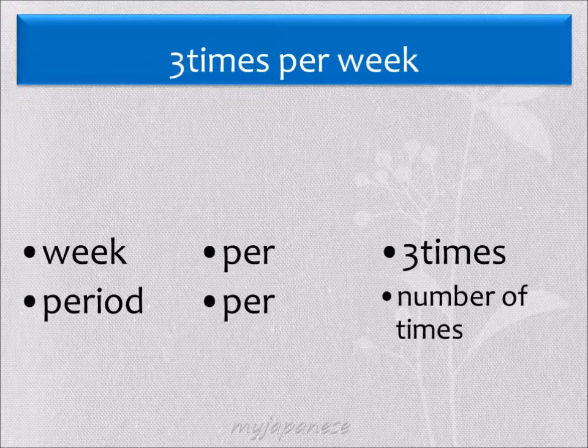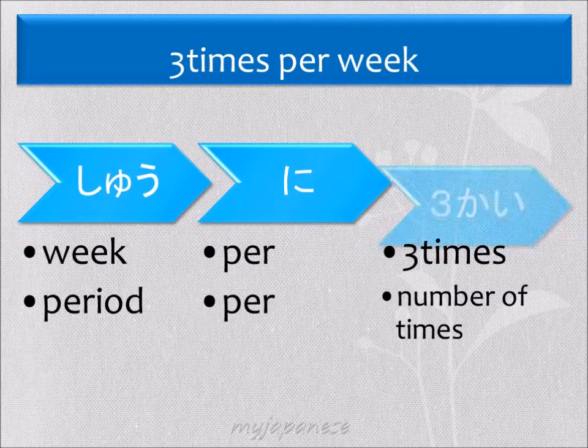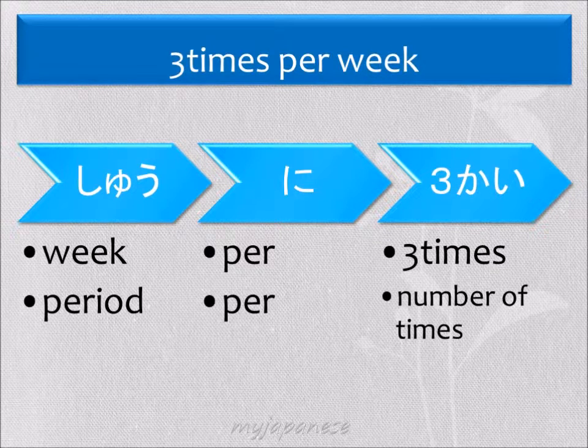Now, let's practice with some more examples. What do you say 3 times per week? We say 週に3回. Literally, week per 3 times. We say period first, and particle ni, which means per, second, and the times comes last. Okay? 週に3回. 3 times per week.